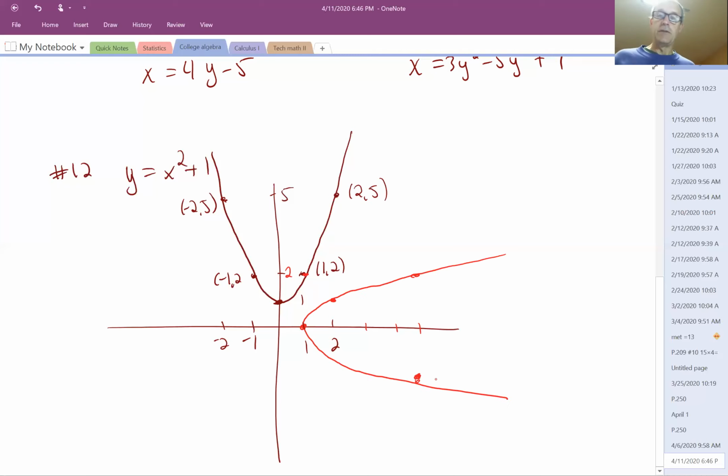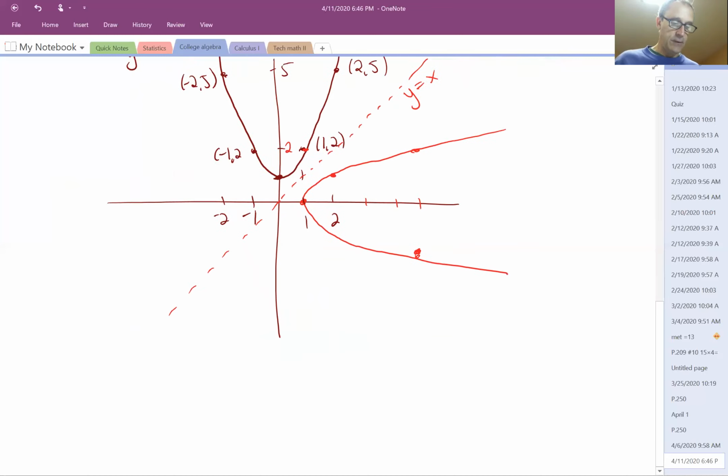So here's something about inverse functions. They're symmetric about the line y equals x. This line right here, this 45 degree line, is y equals x. Inverse functions are always symmetric around that dotted line y equals x. It has a type of symmetry. You can see it looks pretty clear, I think. Okay, so we're going to do that for those problems.